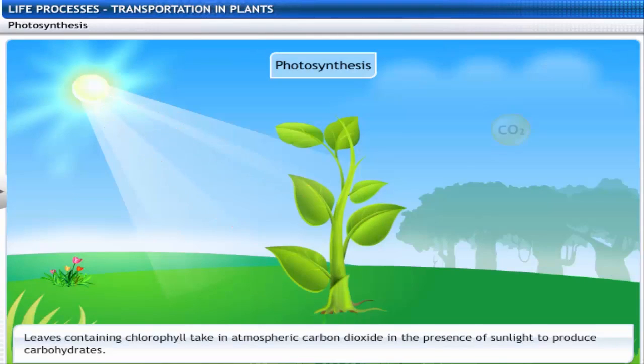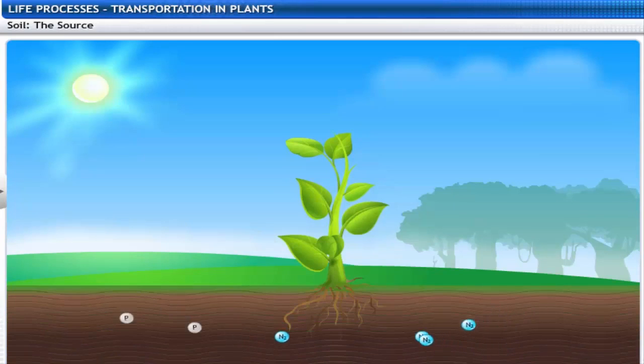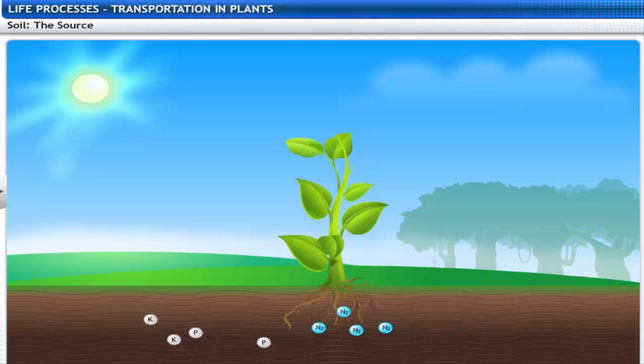Plants use energy from sunlight to fix atmospheric carbon dioxide into carbohydrates. Water and chlorophyll are required as raw material and oxygen is released as the byproduct. Plants also need raw materials that come from the soil. Soil is the richest source of raw materials like nitrogen, phosphorus, potassium, and other minerals. The absorption of these substances occurs through the roots.